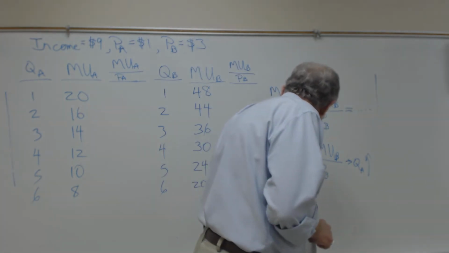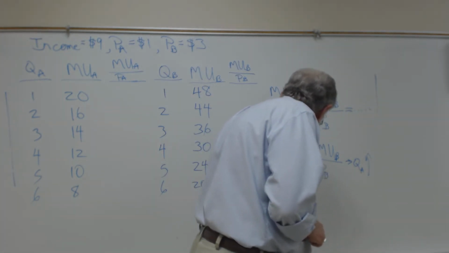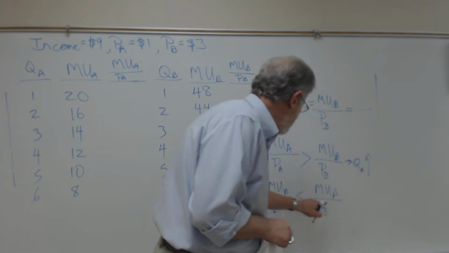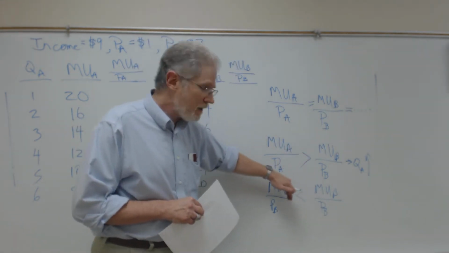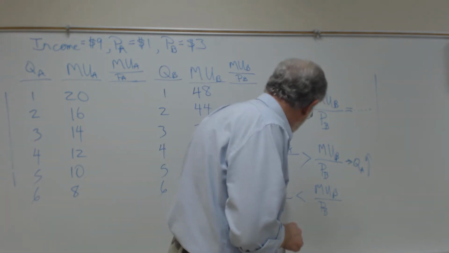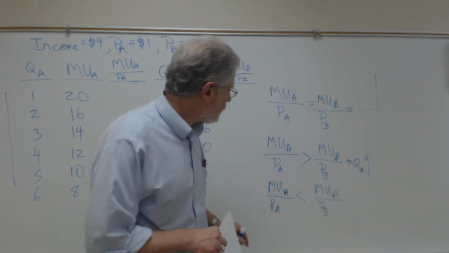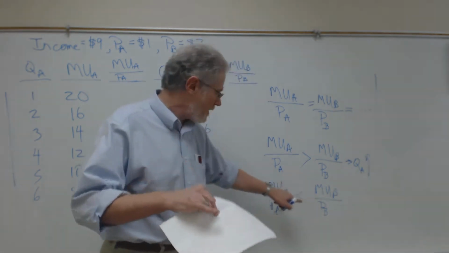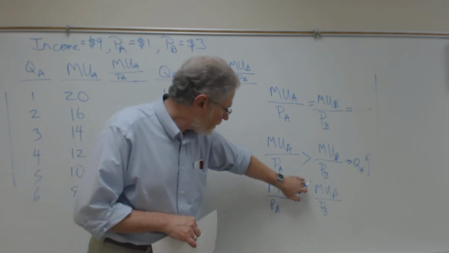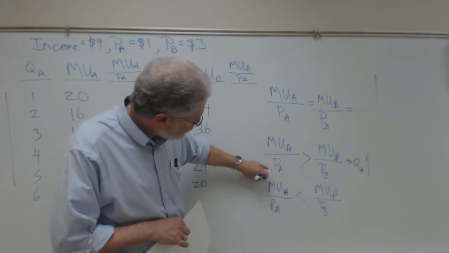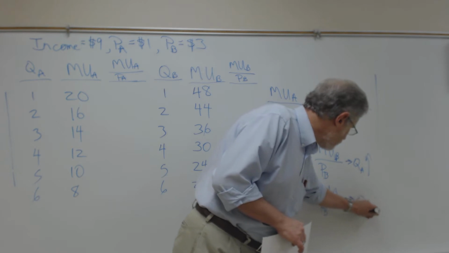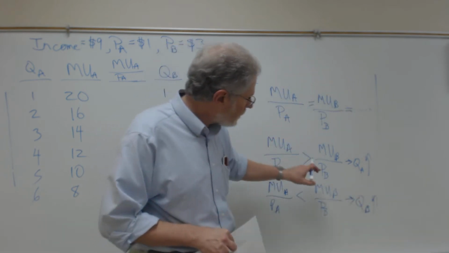If the opposite were the case, and think about what that means. This would mean that bananas are a bargain for you relative to apples, because if you spend an extra dollar on bananas, you're going to get more benefit than if you spend that dollar on apples. So if this is the case, it suggests you should spend your next dollar on bananas.